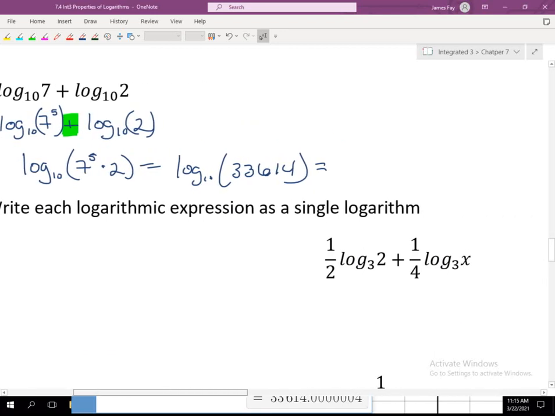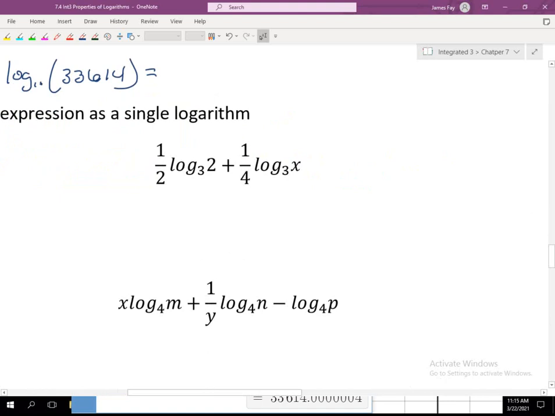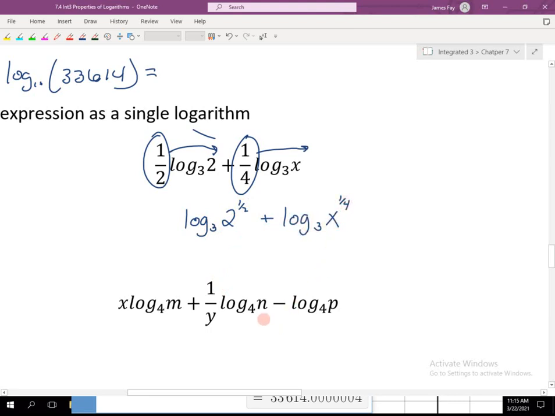All right, let's do these. These are a little bit more difficult. So what is the first thing you have to do? Take the exponents up. So this number here is going to become an exponent for that 2. This number here is going to become an exponent for that x, right? So I'll rewrite this as log base 3 of 2 to the 1/2 plus log base 3 of x to the 1/4. Is that okay?